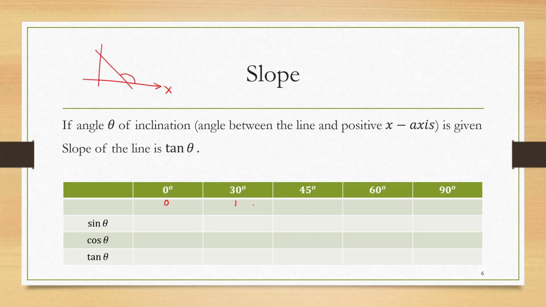So let's first write 0, 1, 2, 3, 4. Divide all by 4. When we divide all by 4, then take the square root. These will give you the values corresponding to sine theta. 0 upon 4 is 0, under root 0 is 0. 1 upon 4, it will be 1 by 2. It would be 1 by square root 2. Square root 3 by 2, and this is 1. So sine 0 degree is 0, sine 30 degree is 1 by 2, sine 45 degree is 1 by square root 2, sine 60 degree is square root 3 by 2 and sine 90 degree is 1.